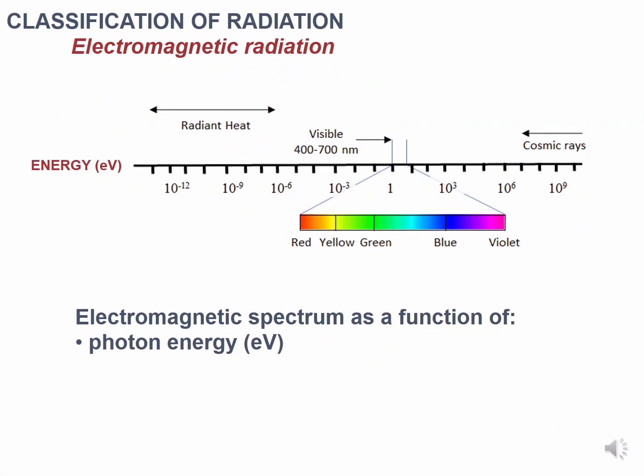So the electromagnetic spectrum as a function of photon energy relates to the existence of this energy as discrete quantities of energy called photons, which may behave as waves or particles but have no mass. Electromagnetic spectra range from radio waves to X-rays and gamma rays.